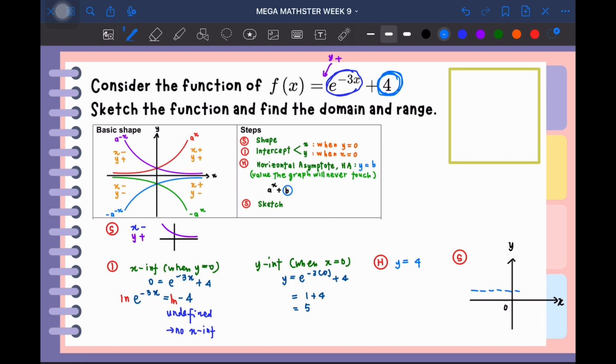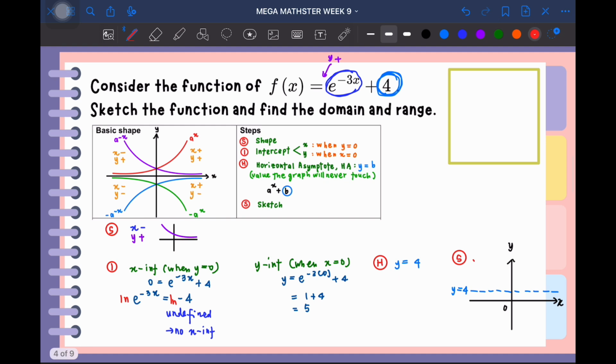You draw a dotted line like this. So this is y equal to 4. And then the shape of your graph is like this. It goes from the left, going down very near to y equal to 4 but never touching. So this is how the graph will look.